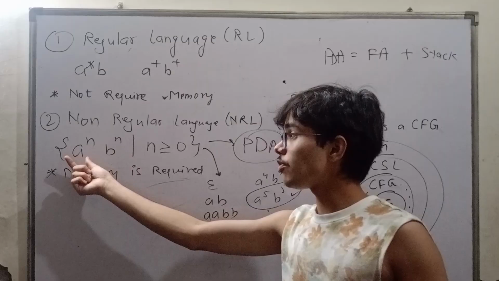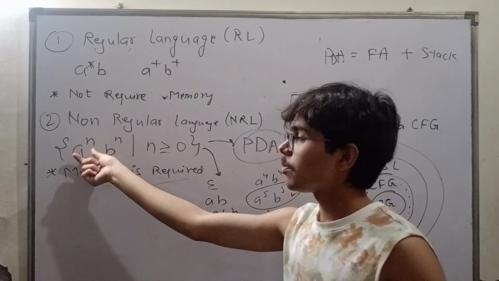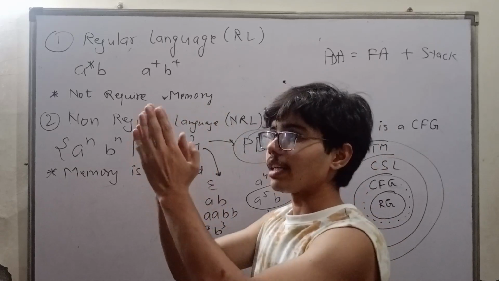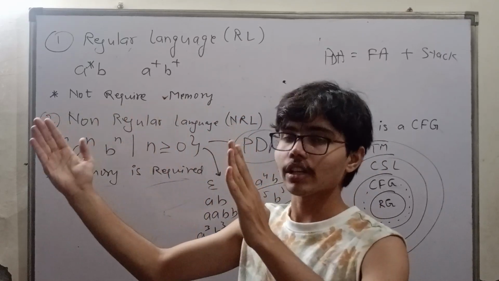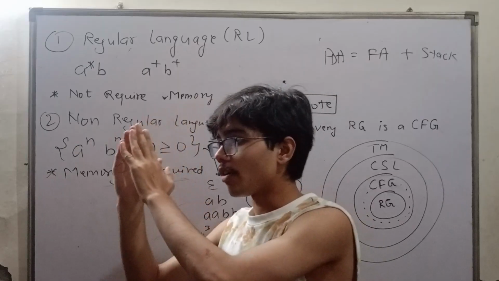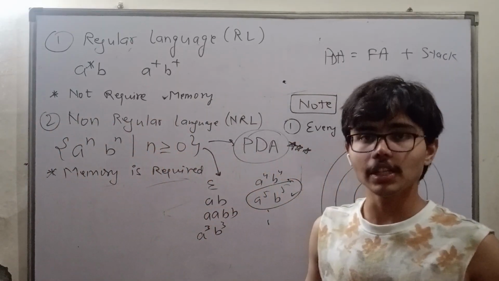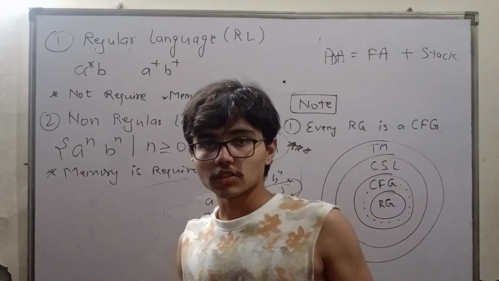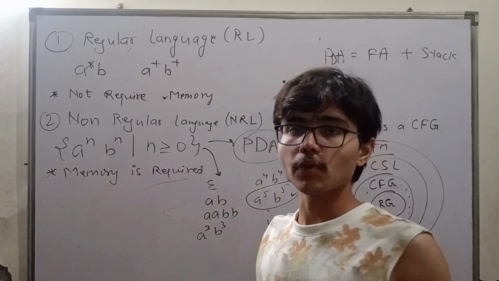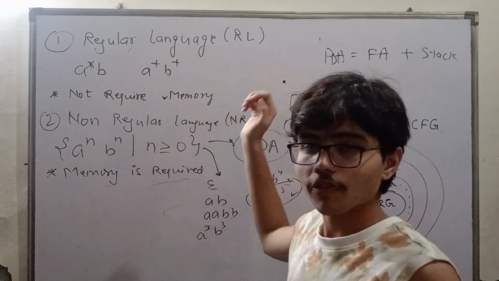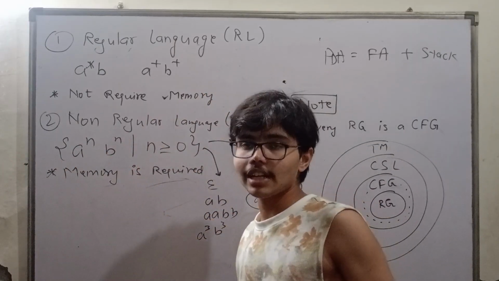For this, you have to count how many A's and how many B's there are, and compare them. If there are 10 A's, you have to check whether the next part has 10 B's or not. For that you need memory. You cannot make an infinite number of finite states. How can you make a DFA for this?